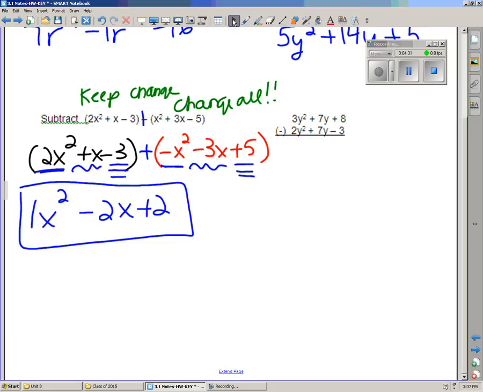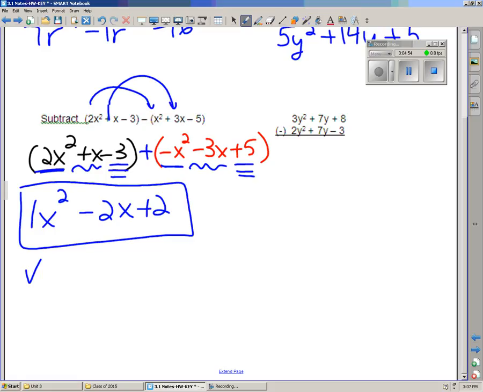If you choose to do that same problem without keep, change, change, so I'm going to keep the answer up. I'm going to erase this right here. Then what you have to ask yourself is, if I were to do 2x squared minus 1x squared, I do in fact get 1x squared. If I did 1x minus 3x, I would get negative 2x.